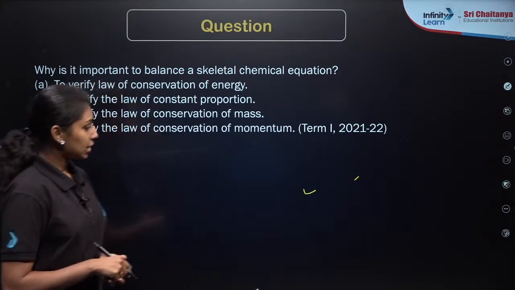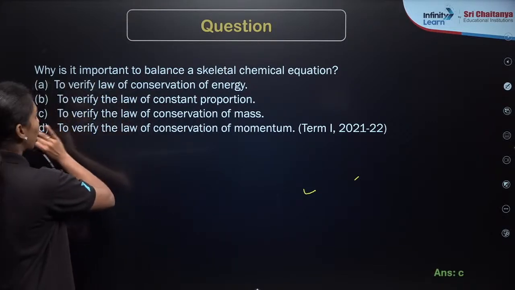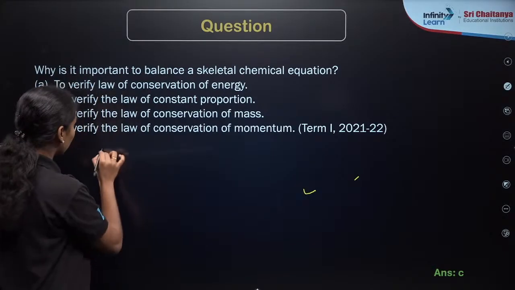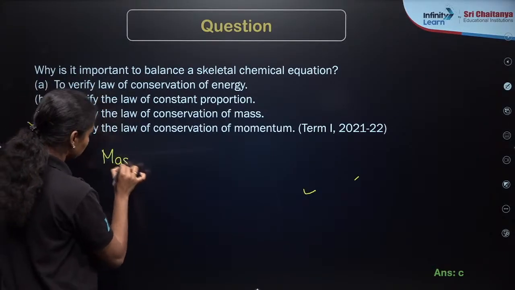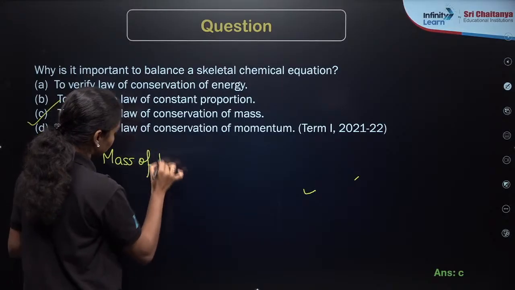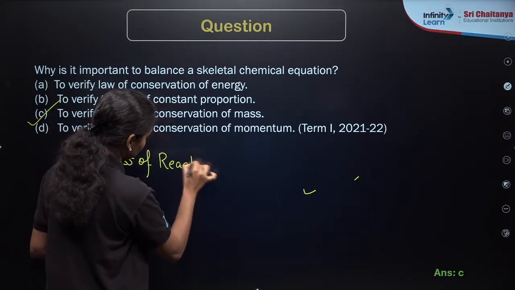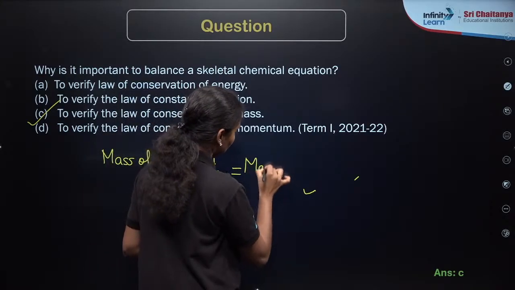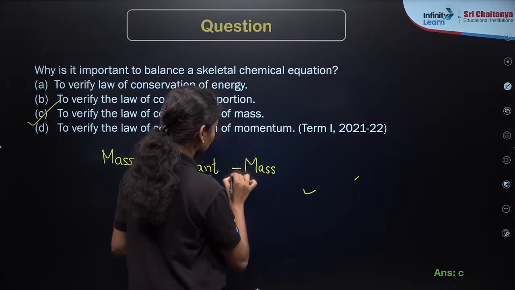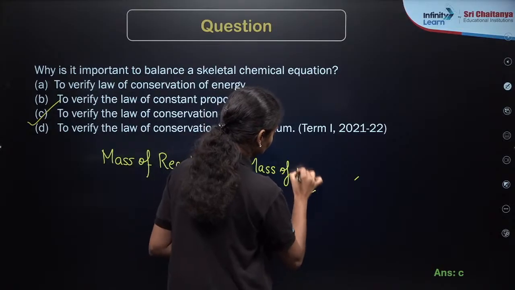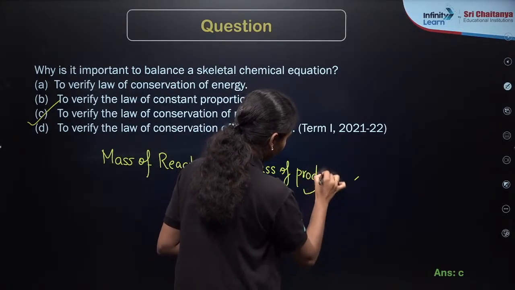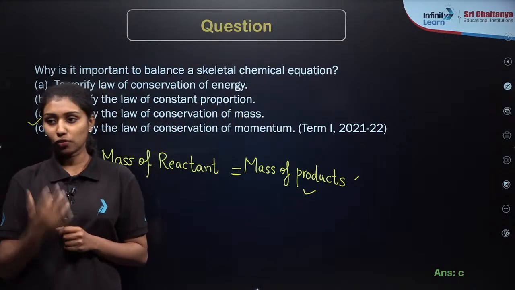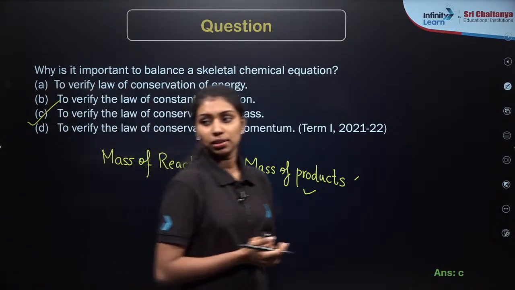Yes, again option C is the correct answer, right? To verify the law of conservation of mass, as we already know, law of conservation of mass means mass can be neither created nor destroyed, or the mass of the reactants is equal to the total mass of the products, right? That will be the definition or the explanation for the law of conservation of mass. According to that, in order to balance the mass of the reactants and products, we will be balancing the chemical equation. Clear? So in order to verify the law of conservation of mass.